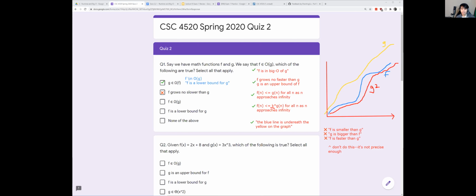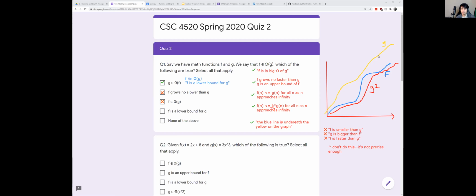Lastly, we have f in omega of g, which is saying that g is a lower bound of f, which is literally a synonym. It's exactly what this second one meant. So this is also incorrect, right? This second one and this third one mean the same thing. F grows no slower than g is the same as saying that f is in omega of g, or that g is a lower bound for f.